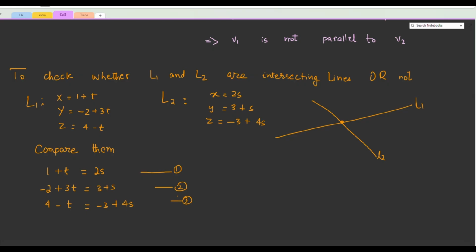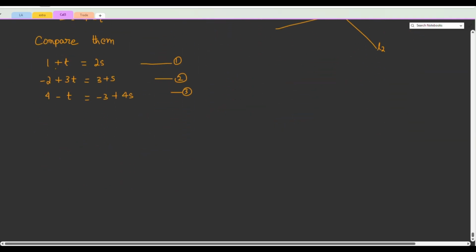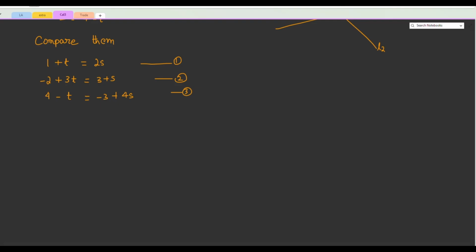Now what we are going to do is solve any two of these equations, and whatever values of t and s we get by solving, let's say, equation number 1 and 2, if those two values satisfy equation number 3, then we say that the two lines intersect each other. If they do not satisfy equation number 3, then we say that the two lines do not intersect, and hence we can conclude that the two lines are skew lines.